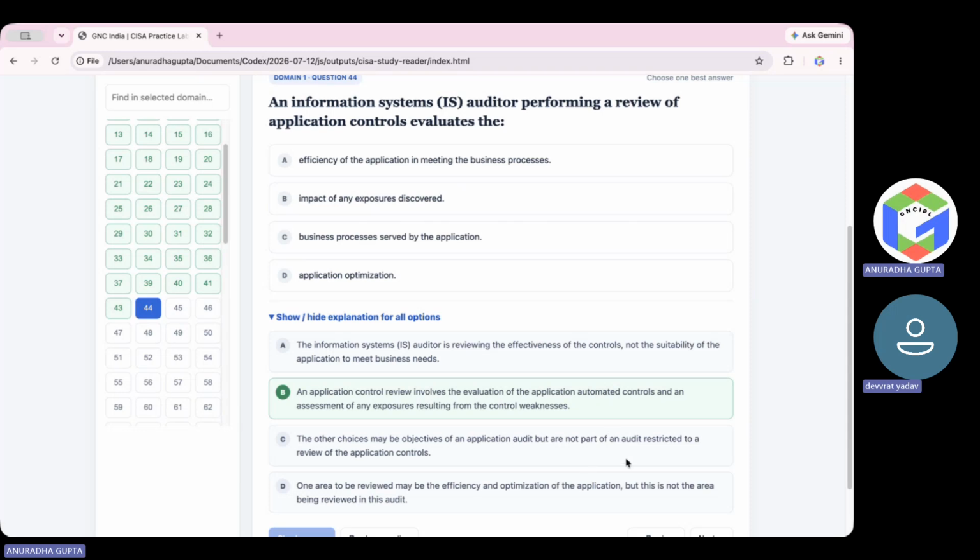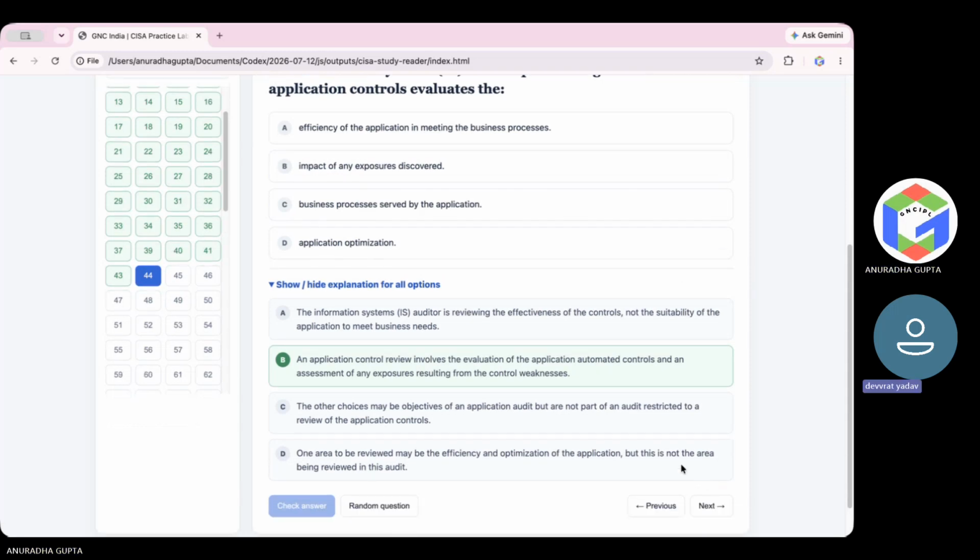Option A. Application control review. An application control review involves the evaluation of the application, automated control, and an assessment of any exposure resulting from the control weakness. Basically, he is saying to perform the risk assessment on the application. Okay, why first is not selected? The information system auditor is reviewing the effectiveness of the control, not the suitability of the application.